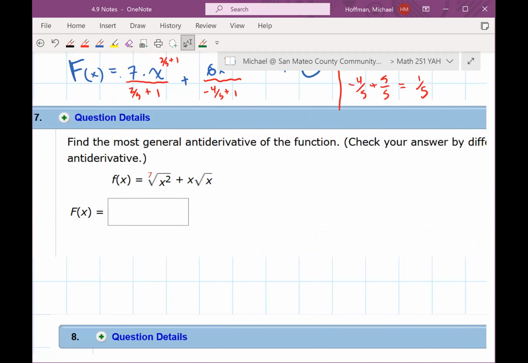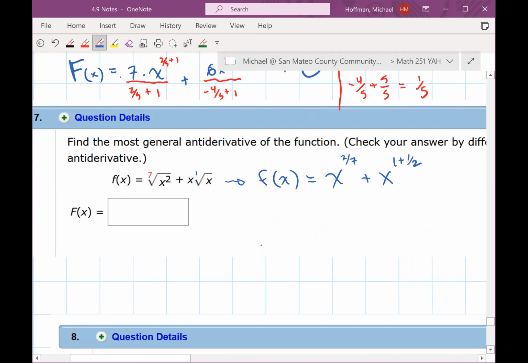I want you all to try this one on your own. What we're going to do first is, and I'll just give you a hint: first, I want to write this function all in terms of a single exponent on each variable. So x is going to be what? 2/7. This is the first power. That's the 1/2 power. So I end up with a plus x to the 1 plus 1/2.